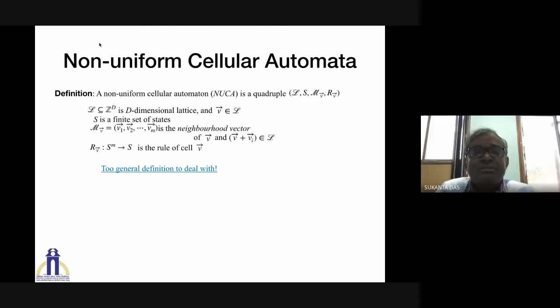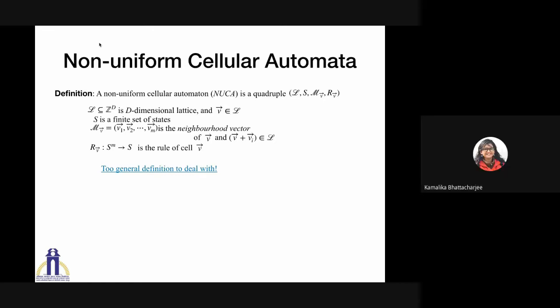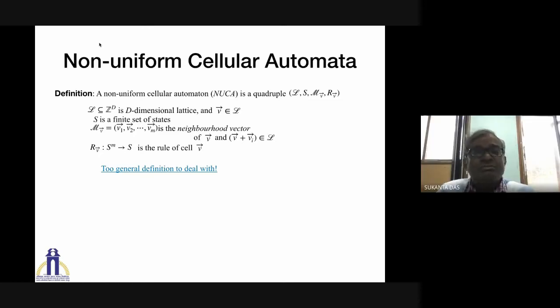For each V, we have M and R, which is specific to each of the cells. Now, if it is an infinite lattice, that means for each of the cells, we have to individually define the neighborhood vector and rule. It is not like we are taking the maximum number of neighbors and using that as the general neighborhood vector for all the cells. It is not like that.